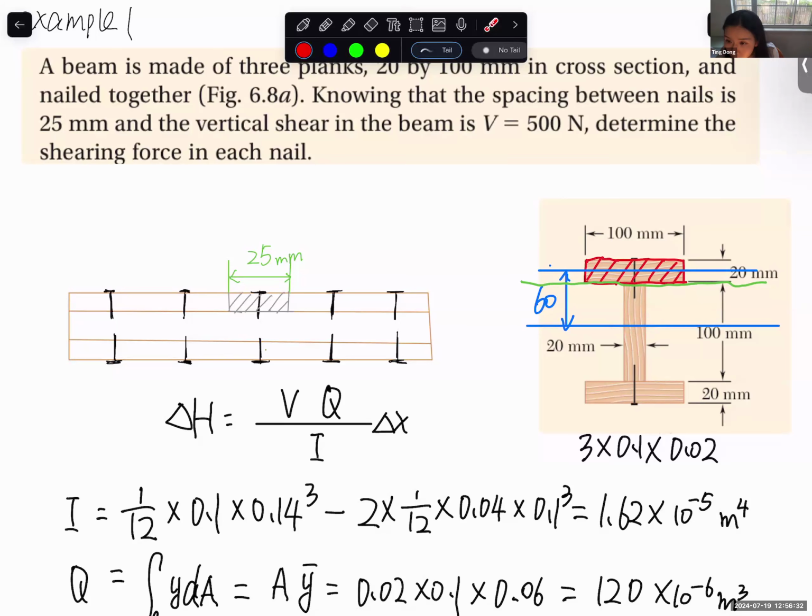How do you know that would be the maximum Q? I think I already explained why. So why is Q maximum at the top of the I-beam?